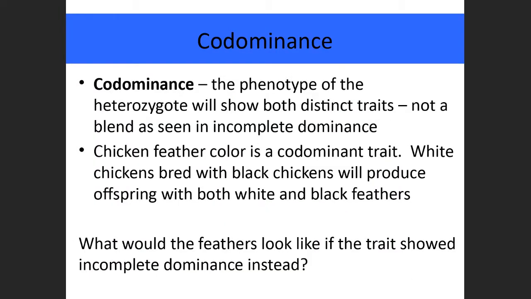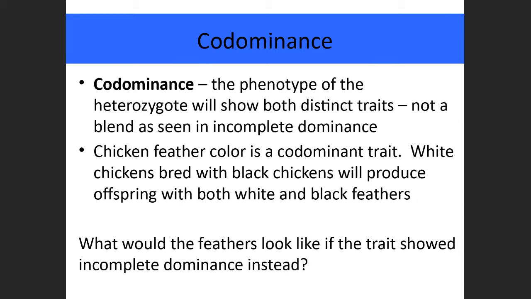So that's incomplete dominance. There's something else called codominance. And codominance means that instead of a blend, each one still stays the same, right? Its trait shows through. So for this, if we're talking about chicken feather color being codominant, if you mix a white chicken with a black chicken, the offspring are going to have both black feathers and white feathers.